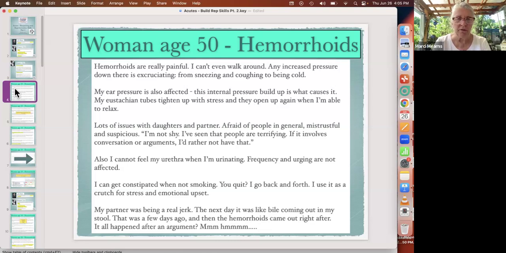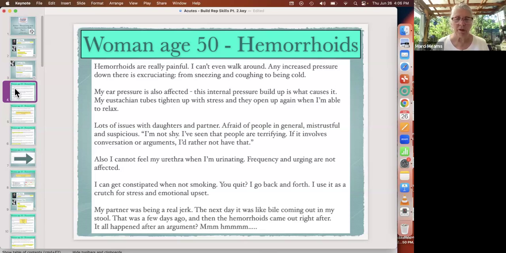My ear pressure is also affected. This internal pressure buildup is what causes it. My eustachian tubes tighten up with stress and they open up again when I'm able to relax. Lot general, mistrustful and suspicious. She says, I'm not shy. I've seen that people are terrifying. If it involves conversation or arguments, I'd rather not have that.